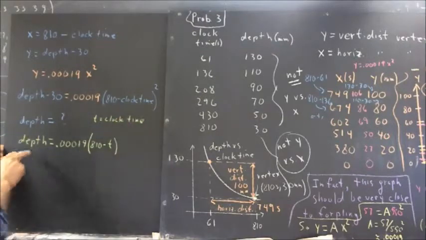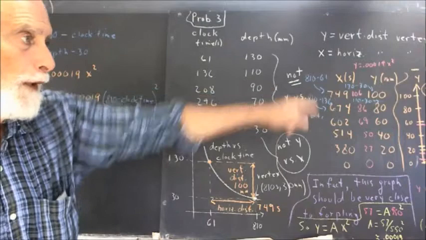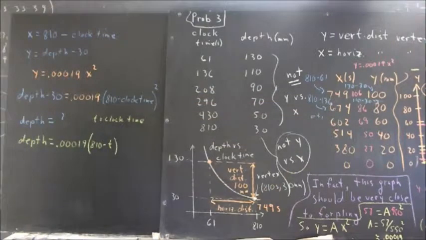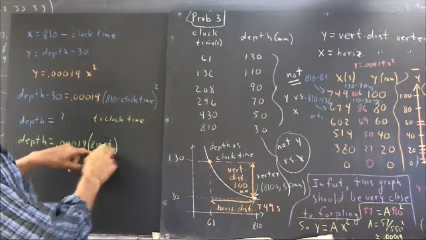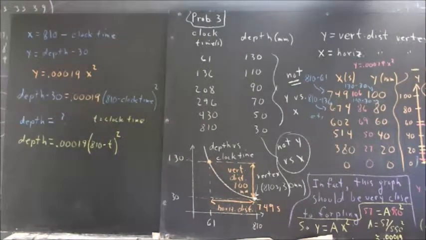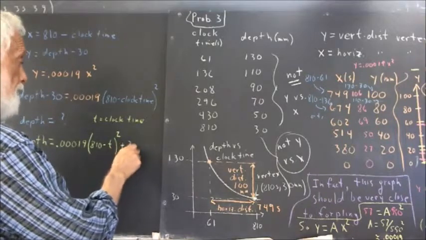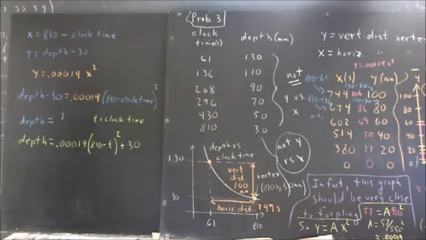We've been used to using Y for depth, but we can't do that because we used Y for something else, and we don't want to confuse ourselves. So we're going to do 810 minus T, and of course we have to have the square on there. And then what happens to this 30? Well, we solve for depth, so we're going to have to add 30 to both sides, and there's our model.